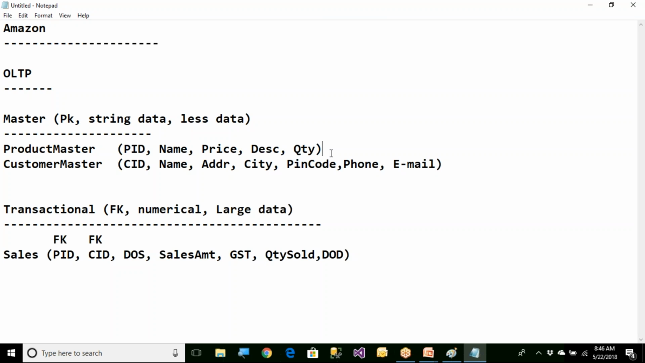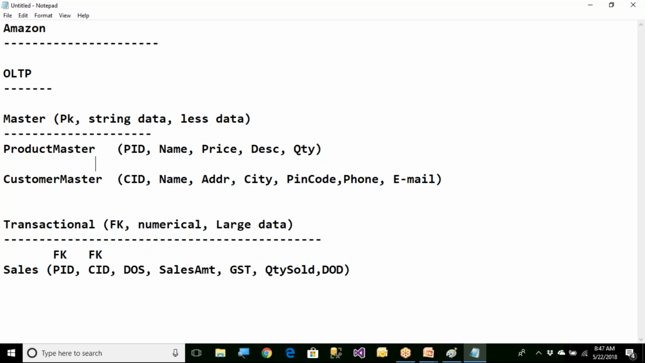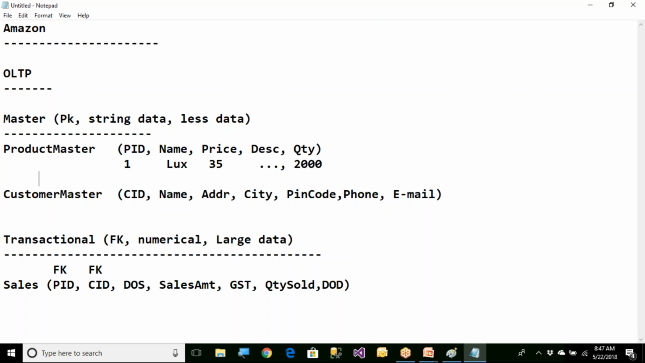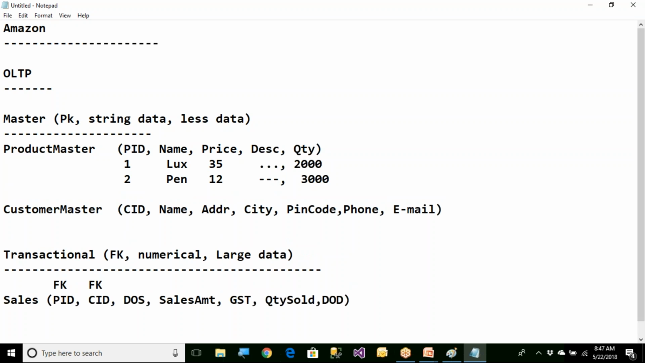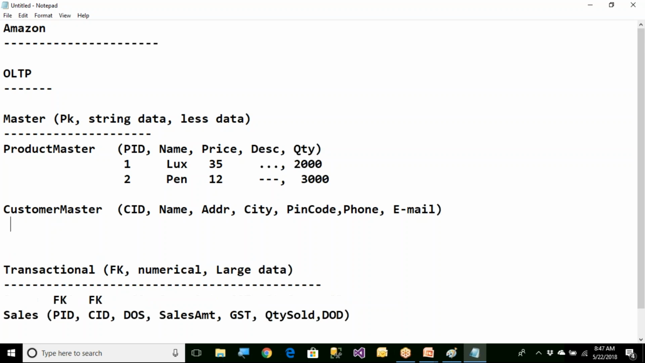For example, I may have a customer here. So I have a product called one. Let us say I have a Lux soap and the price is 35 rupees. Description, some ABC description here. I have some 2000 products currently in stock. Then I have a second product, pens, with some description about the pens. I'm not writing it. I currently have 3000 pens. Like that, I have some data there, right?